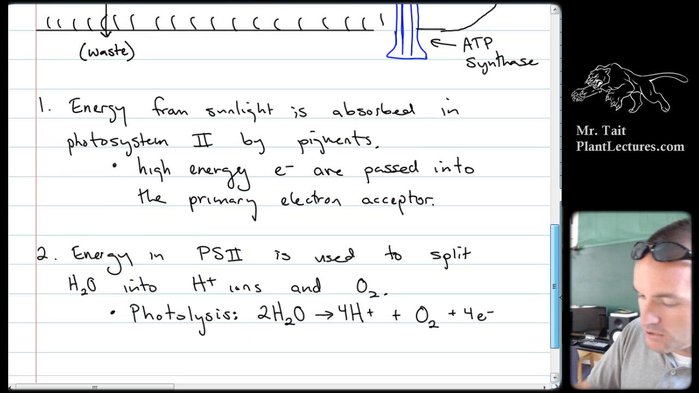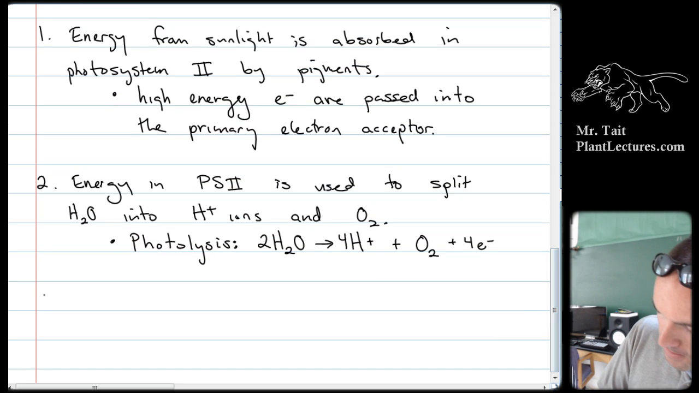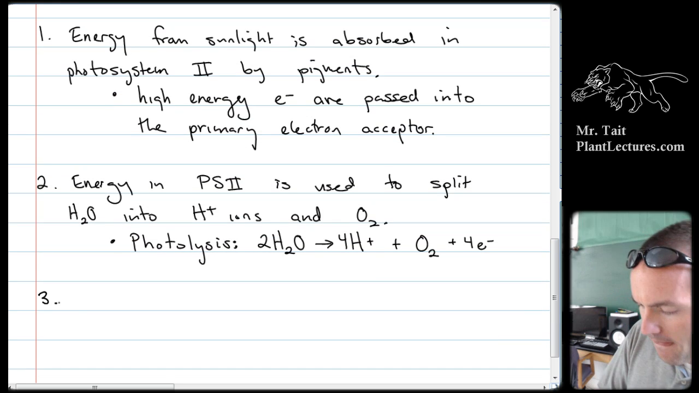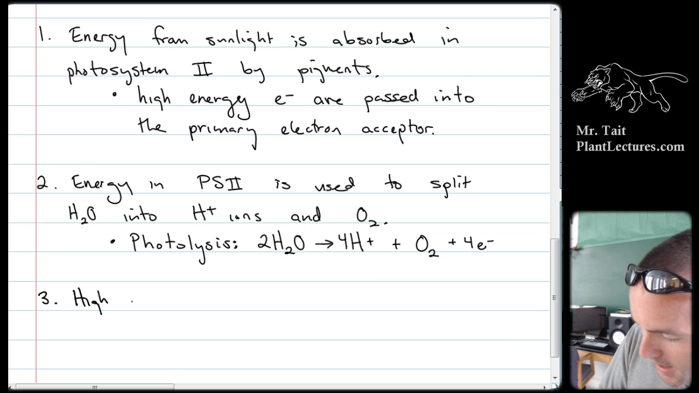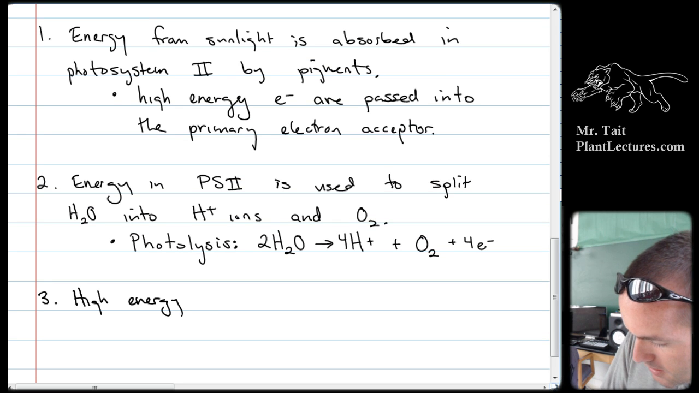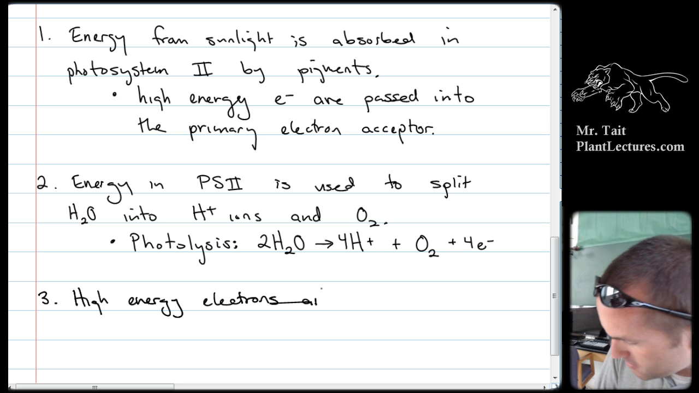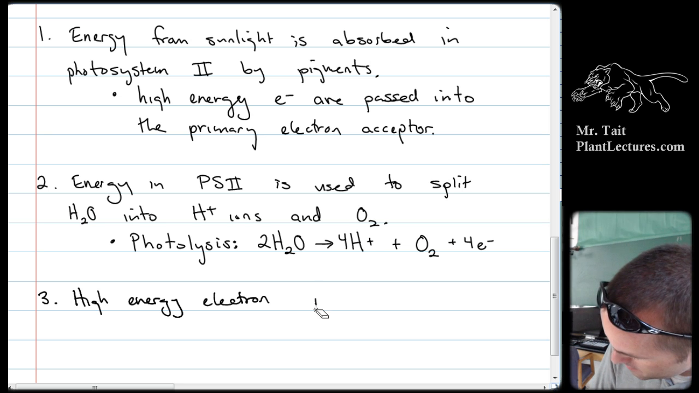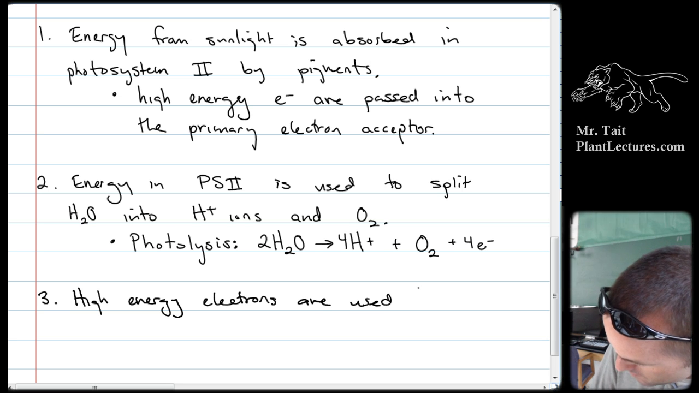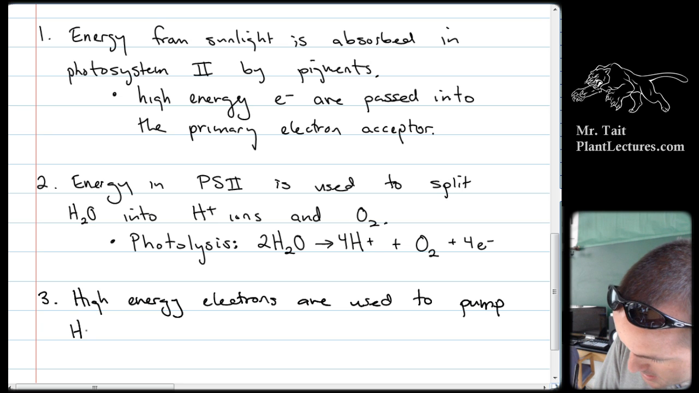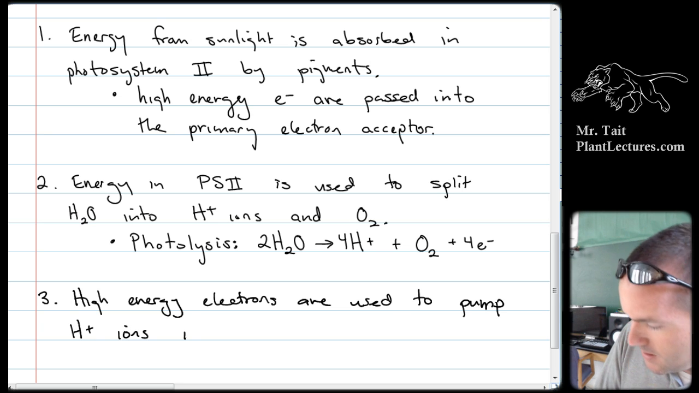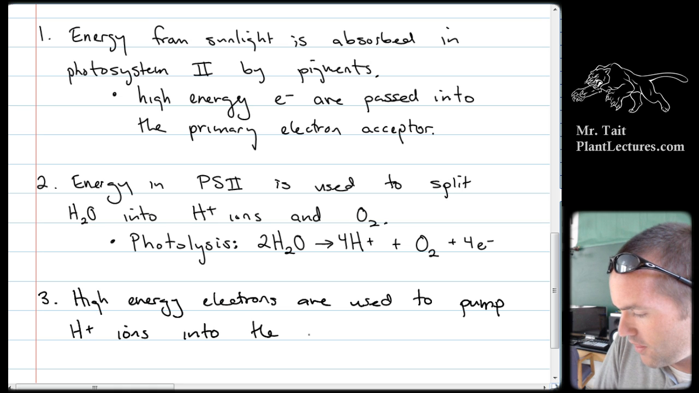Okay? Step 3. High energy electrons are used to pump H plus ions into the thylakoid space.